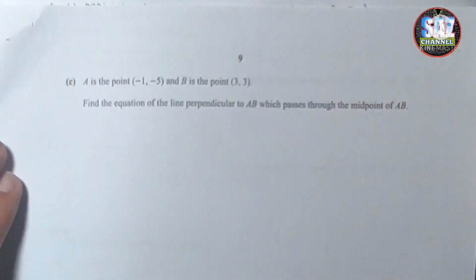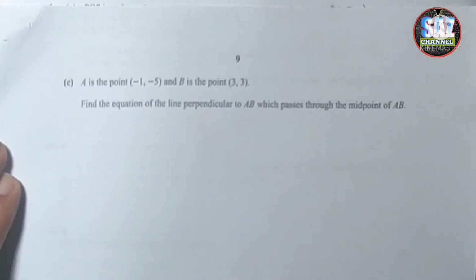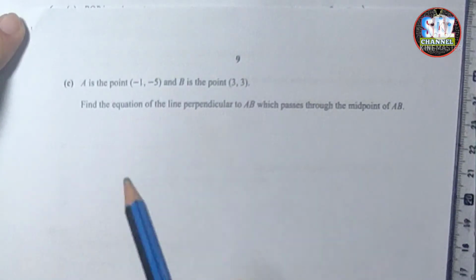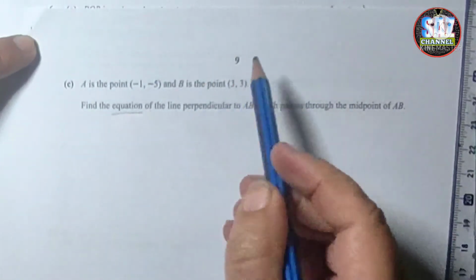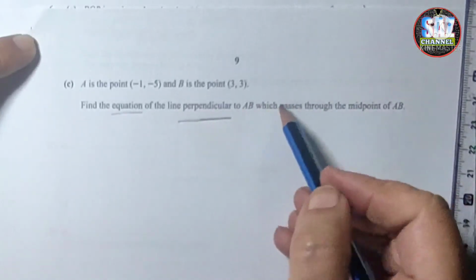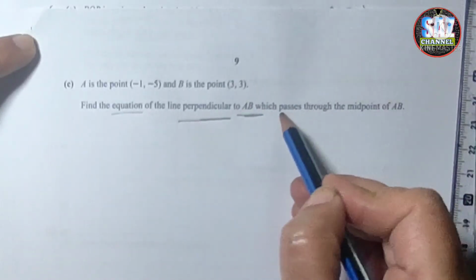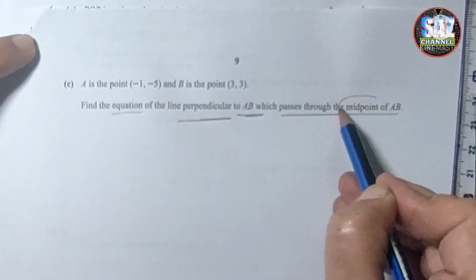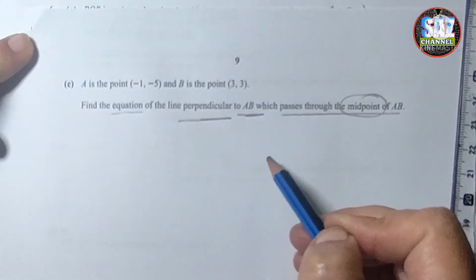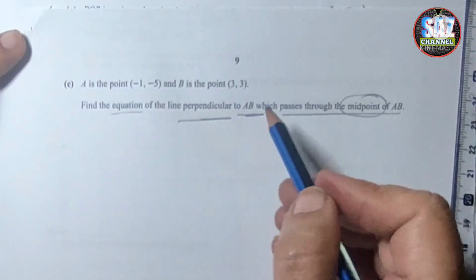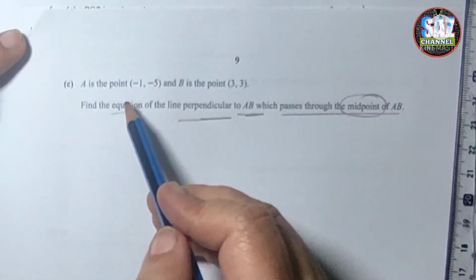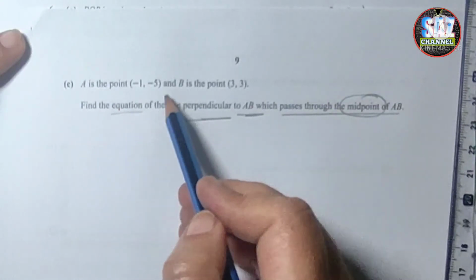Moving to the next question. The question says that A is the point (-1, 5) and B is the point (3, 3). Find the equation of the line perpendicular to AB and which passes through the midpoint of AB. So there are many things that we have to understand, that the requirement is the equation of a line.